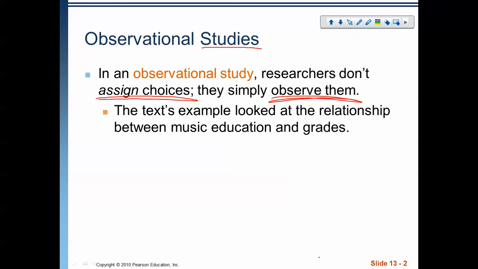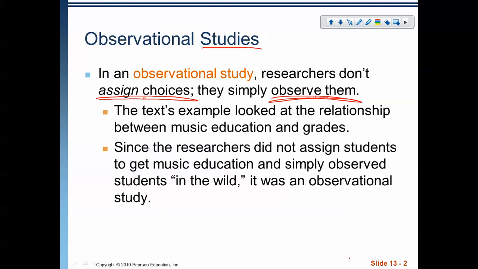The text example looked at the relationship between music education and grades. They took a group of students and they compared the students who had music education and looked at their grades, and they compared them to the students who did not have music education and looked at their grades. They didn't have to talk to these students at all. They could gather all of that information off of a computer somewhere, okay? They didn't assign a choice. They simply observed what was happening, okay?